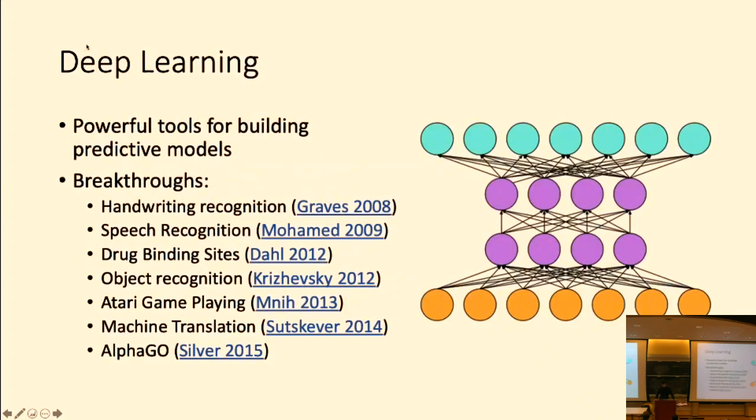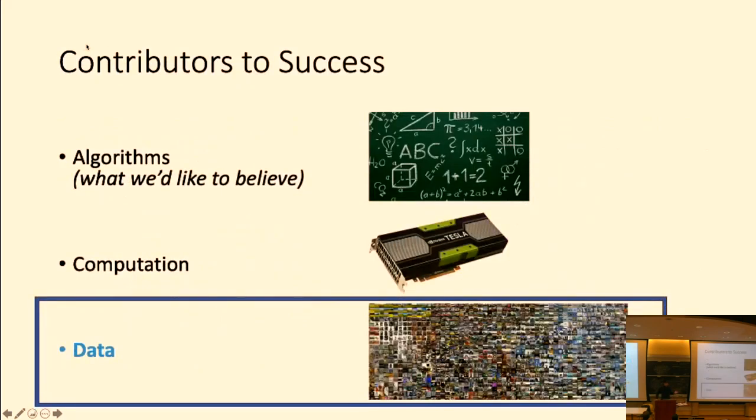So in general, deep learning is successful and powerful in everything. I don't need to convince you of this. There are a number of contributors to its success, right? We'd like to think that our algorithms are important. NVIDIA would like us to think that computation is important, and it is. And I say that not just as someone who is gratefully supported by GPUs from NVIDIA, but also as someone who is dependent upon them for the research that I do.